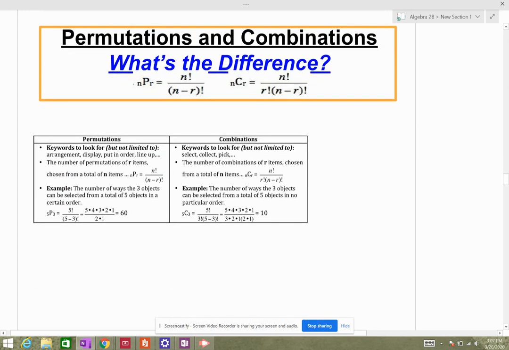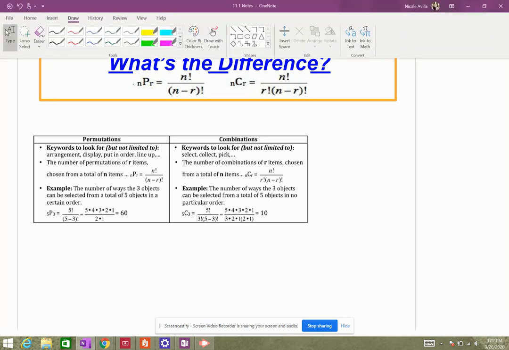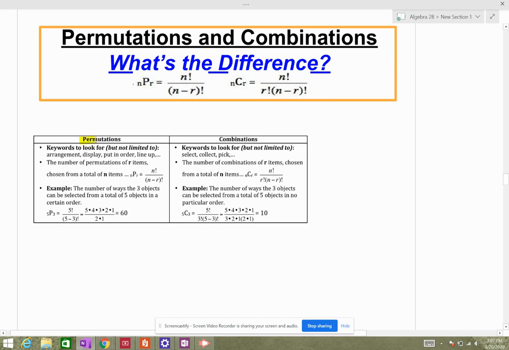So if we can tell the difference between whether something would be a permutation or combination, how can we calculate the total number of ways that something could happen? Well, I like to tell people to look for some keywords. For permutations, some keywords to look for, but not limited to, are things like if things are getting arranged or displayed or put in order or lined up. Those are all words or phrases that help indicate that the order of the things is going to matter, meaning if I switch the first and the last one, that would be considered a new arrangement or a new display or a new order.